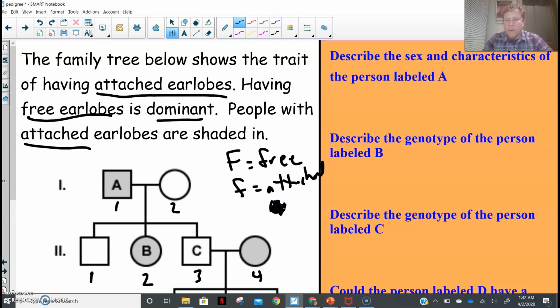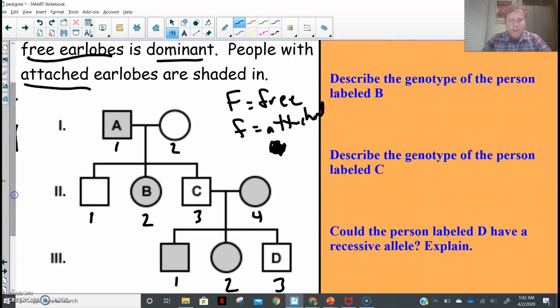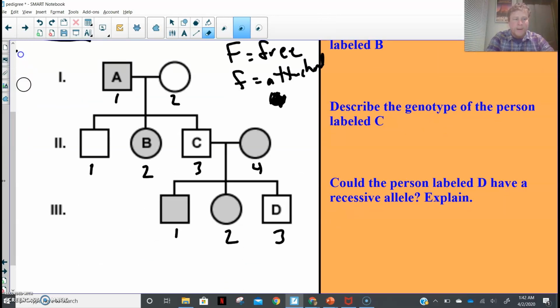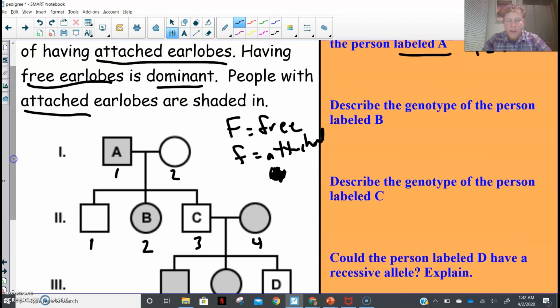Okay, so let's start with the first question. Describe the sex and characteristics of person A. Another way of saying person A, remember, is 1-1. So what's 1-1? Well, we see that they're shaded, which means that they have the trait. Sorry, I'm trying to erase that. I didn't mean to give you seasickness there.